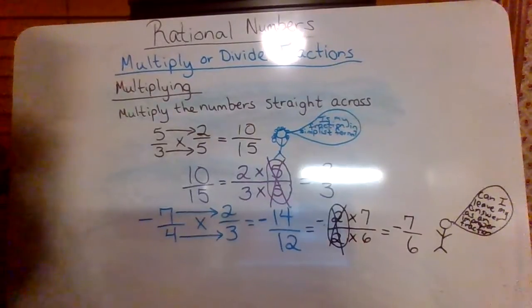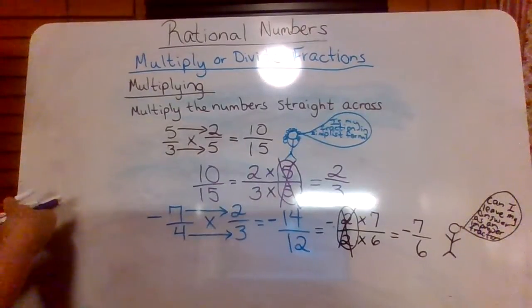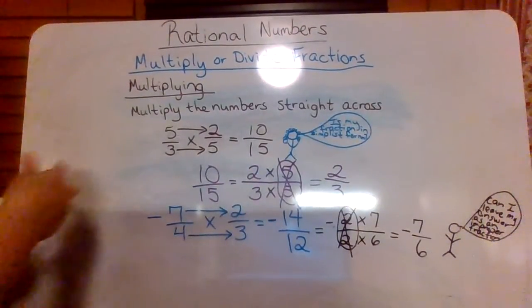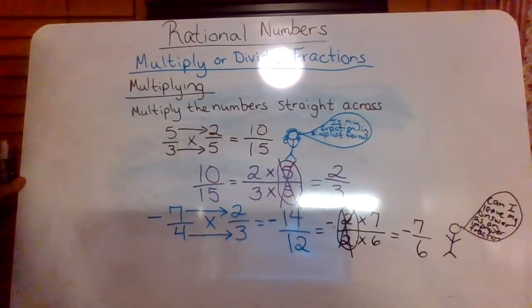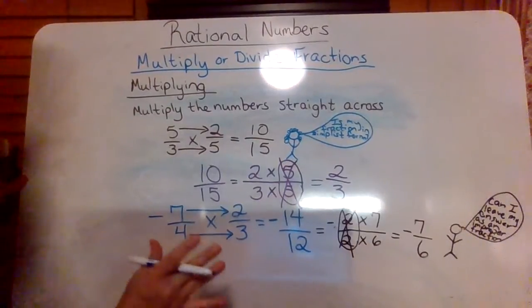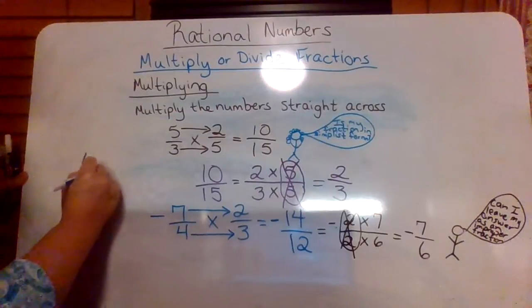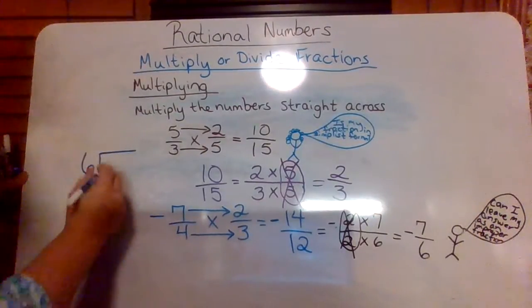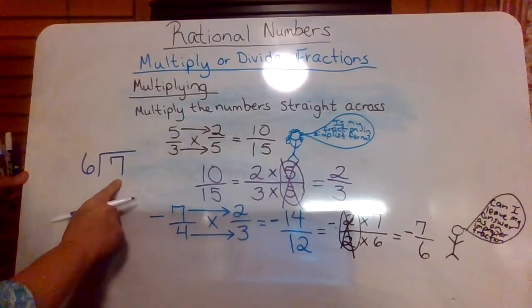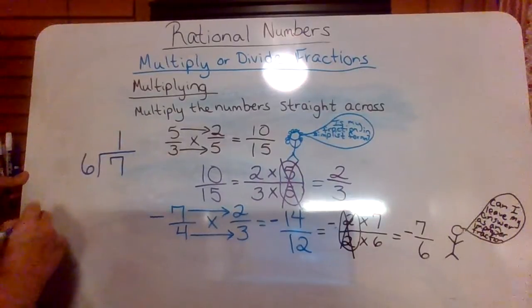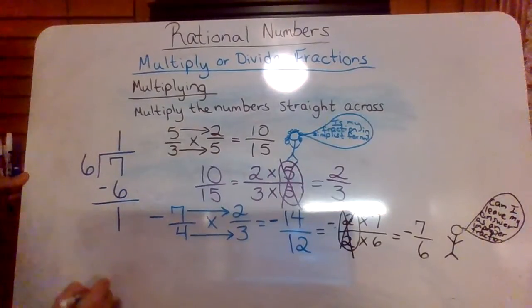So we got to do the opposite of what we did earlier. So I'm going to come right here, and I'm going to show you how to do that. So I've got negative 7 divided by 6. I'm not going to worry about the negative right now. I'll put it in my final answer. But right now I have 7 divided by 6. So that means the 6 is on the outside and the 7's on the inside. How many times does 6 go into 7? 1 time. 6 times 1 is 6. When I do my subtraction, that leaves me with a 1.